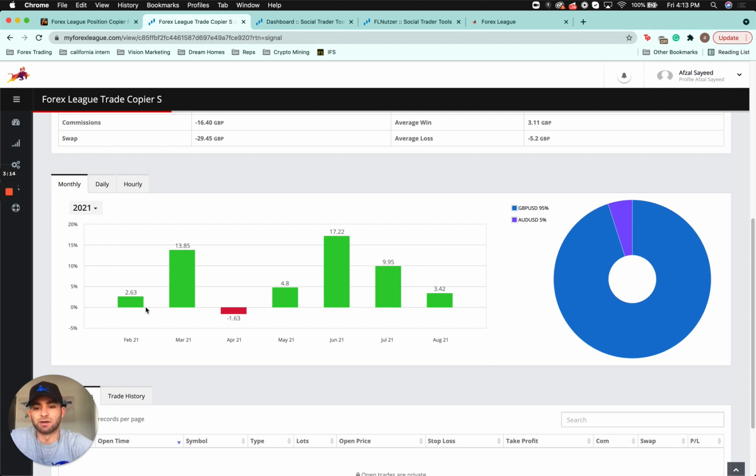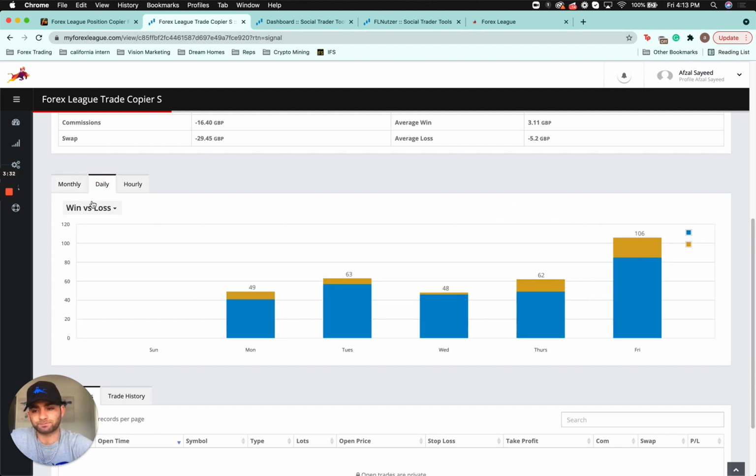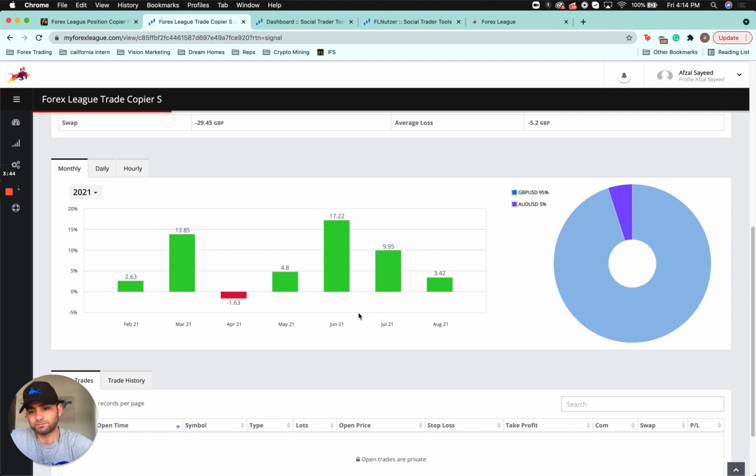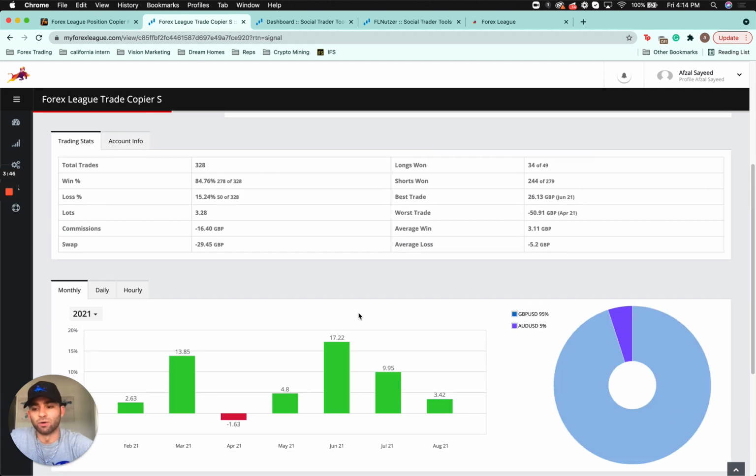So like I said, some months are better than others. 2% in February, 14% in March, minus 1% in April, 4% in May, or 5%, 17% in June, 10% in July, 3.4% so far since the beginning of August. So the overall, it is averaging 10% per month. As you can see, the pairs AUD USD, but mainly GU for this month. So we have to go over that in a second.